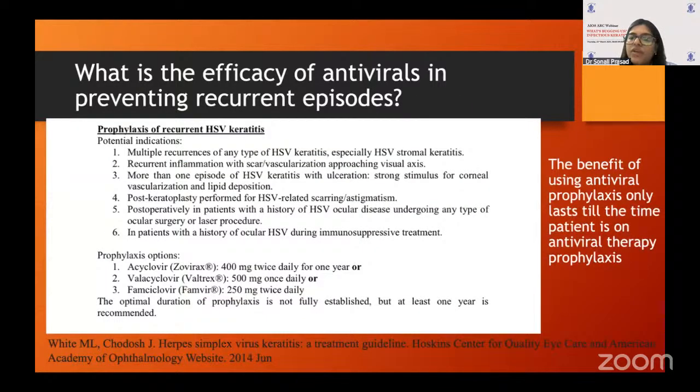So the benefit of antiviral is only for as long as we are giving it to the patient, and this should be remembered whenever we are giving it. The study said that at least for 12 months it should be given. But nowadays many studies have commented on the safer use of antivirals, so it can be given for lifelong also.